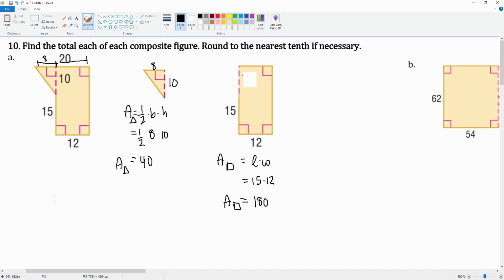So the entire thing, so the total area is going to be equal to the area of that triangle plus the area of the rectangle, which is 40 plus 180, which is going to be equal to 220.